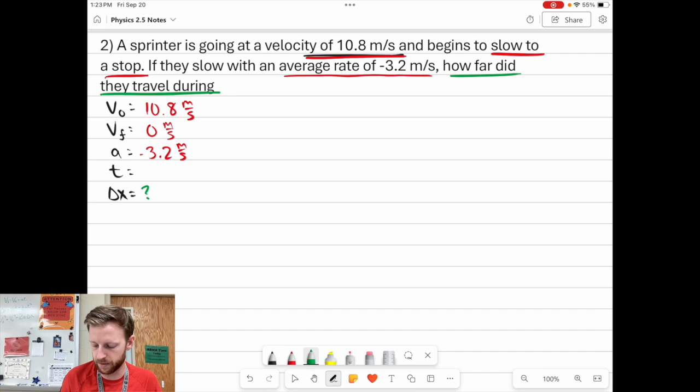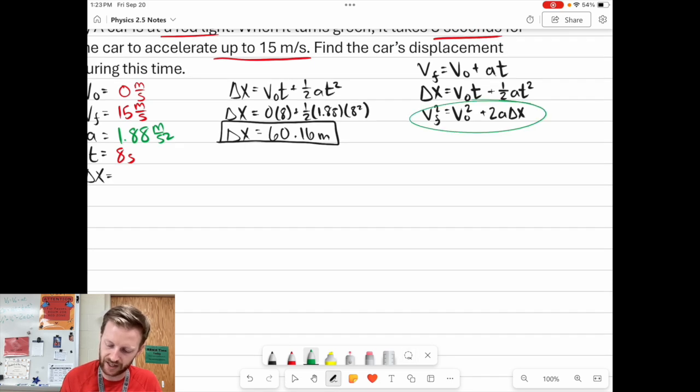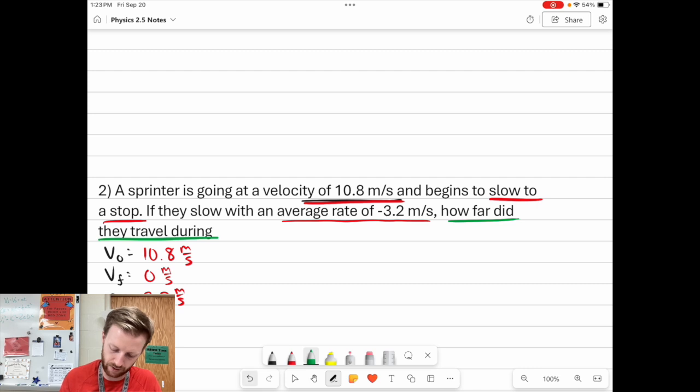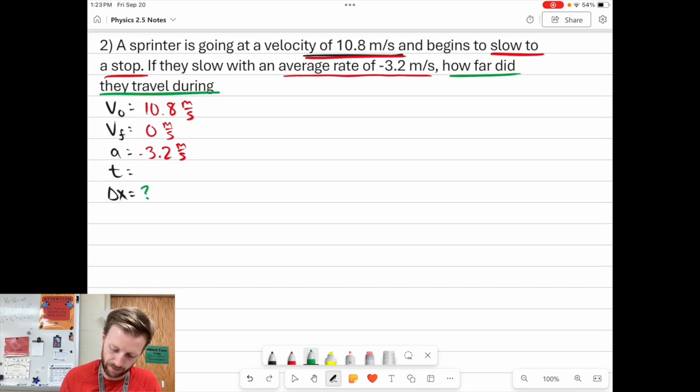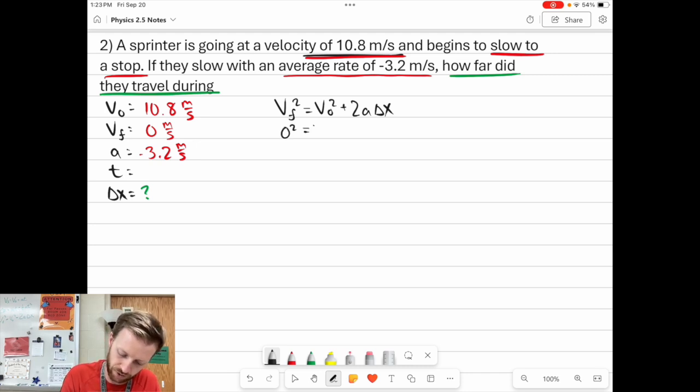So if I go back and look at my 3 equations again, which one does not have time? Well, that's going to be my third equation here, which is my time-independent equation. So let's go ahead and use that equation, which is vf squared equals v naught squared plus 2a delta x. There's my equation, step 3 of GUESS right there. Let's go to our 4th step, substitute in. 0 squared is equal to 10.8 squared plus 2 times negative 3.2 times delta x.